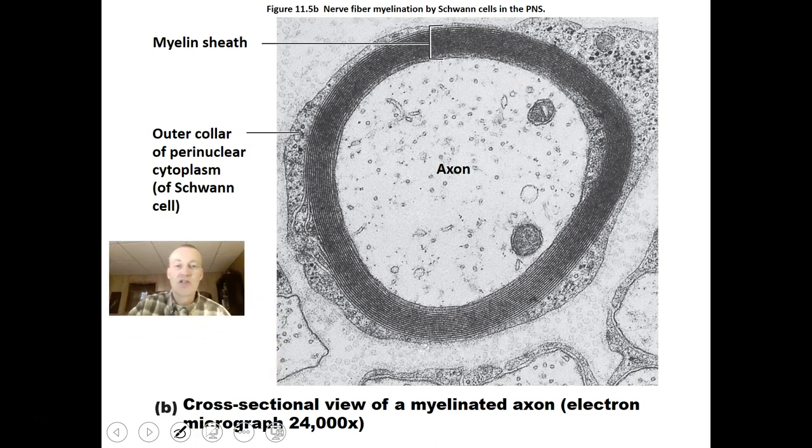And you can see the insulation. This is an electron micrograph showing you all the layers. You can see the layers of it, and this would be the axon. So this is the axon right here, and then the Schwann cell is wrapped around it.